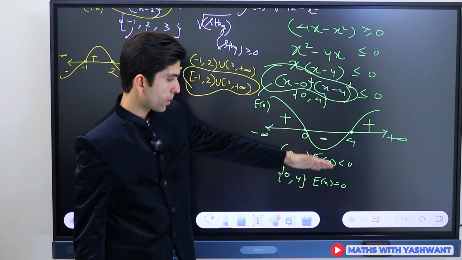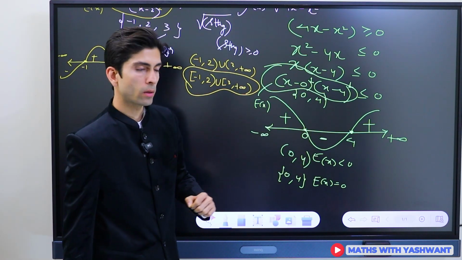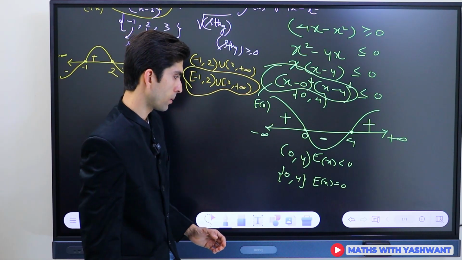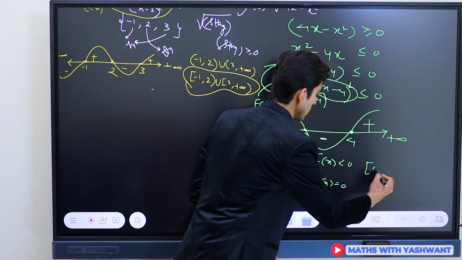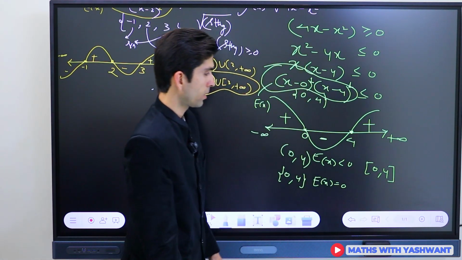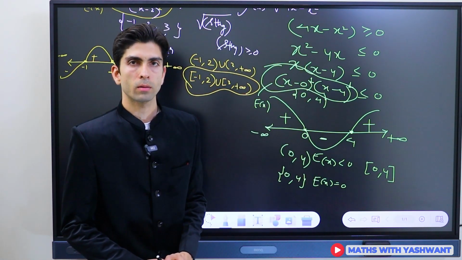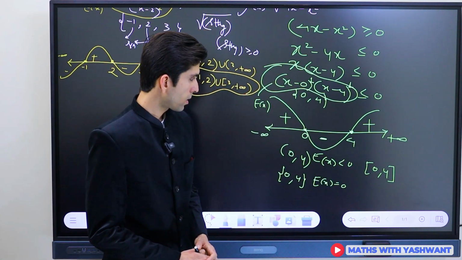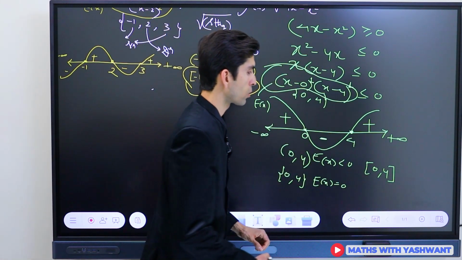Now we have to combine both of these solutions. So in order to include 0 in our solution, we can just make this round bracket a square bracket, and this 4 also we have to include, and you all must be knowing that this closed interval we write in this way. Okay, so this is the final domain.